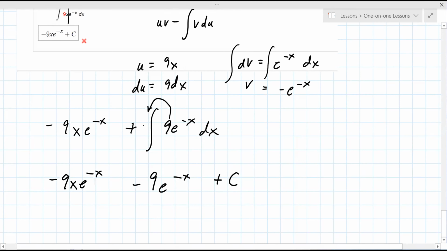81 is also an integration by parts, so we can do that next if you'd like. Okay.